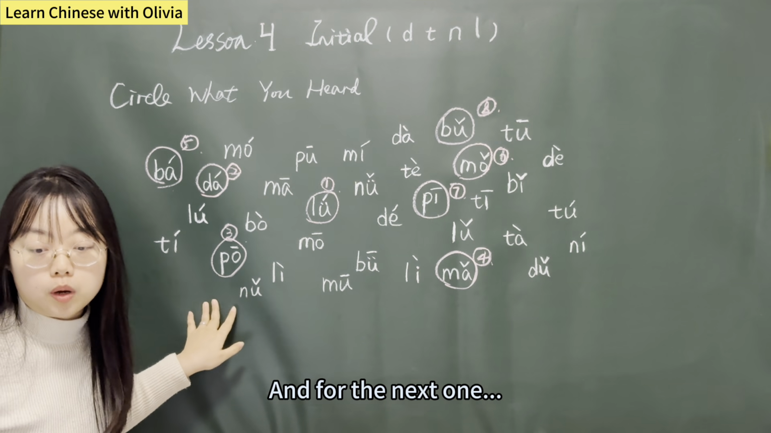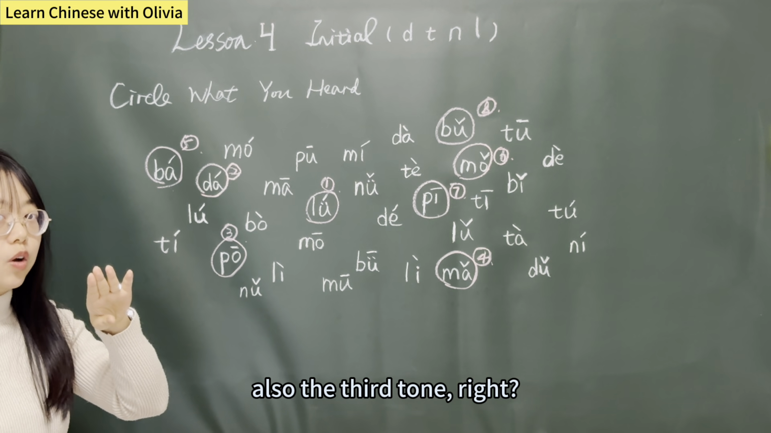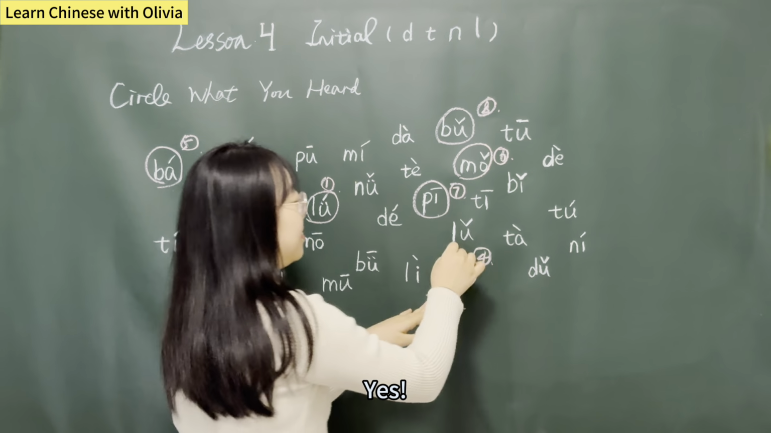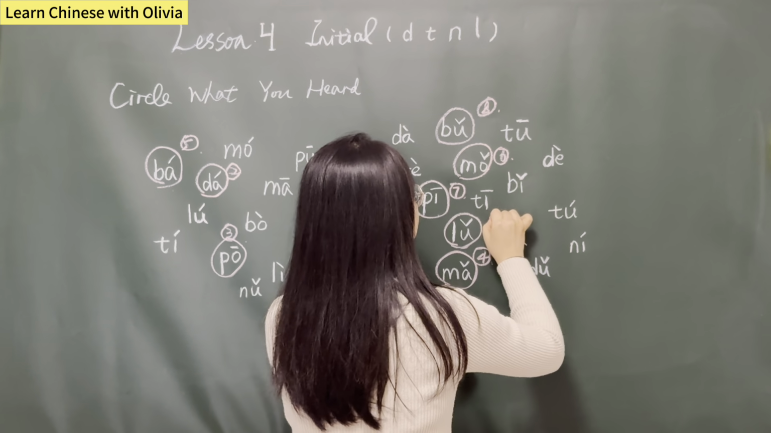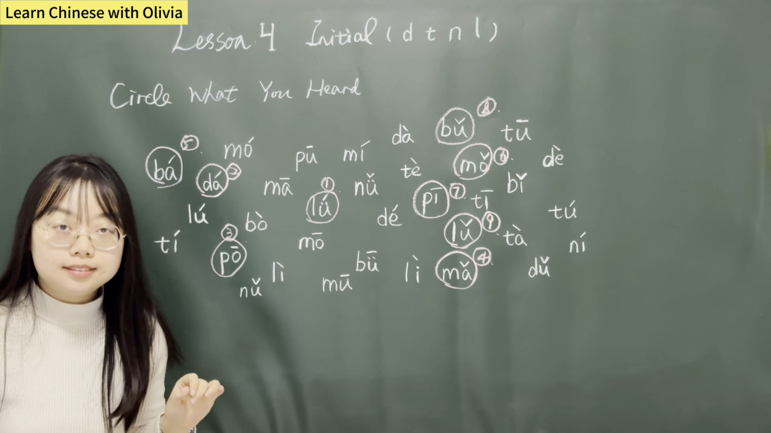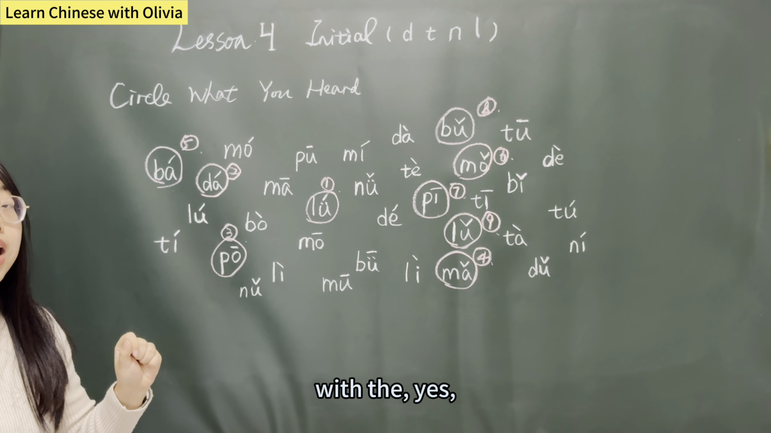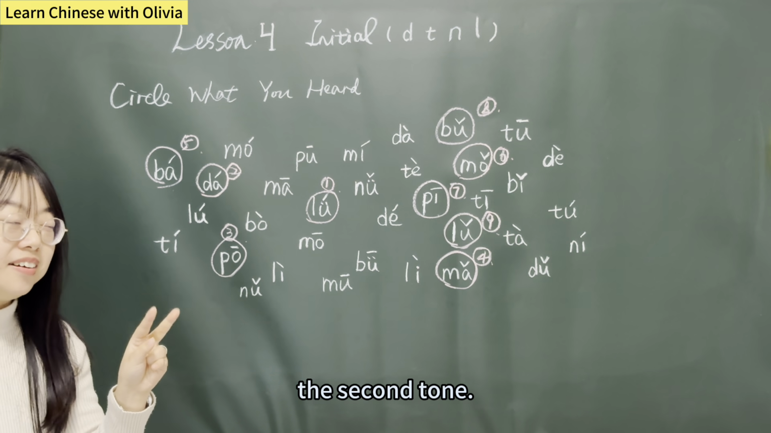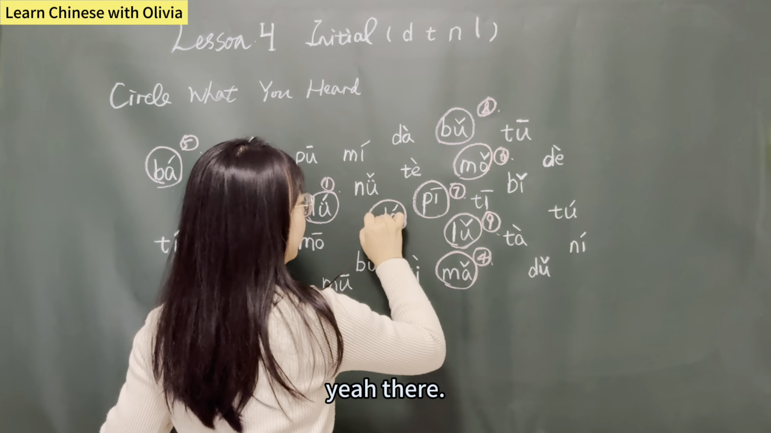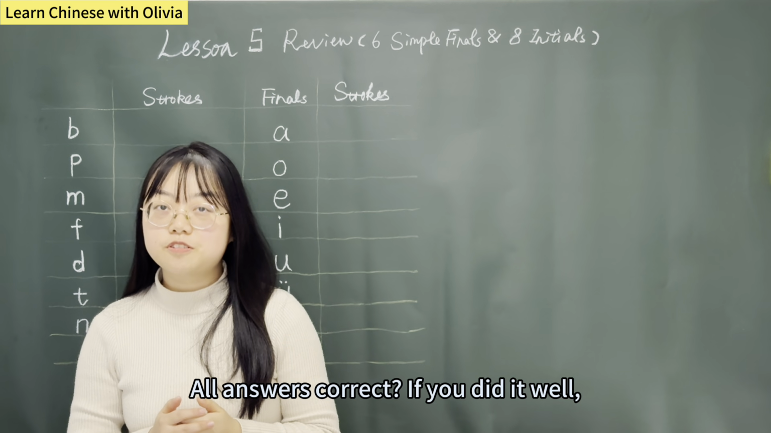And for the next one, 鲁, also the 3rd tone, right? 鲁. Can you get it? Yes. And for the last one, that is 的, with the 2nd tone. Yeah, 2nd tone, 的. Yeah, there. All answers correct?